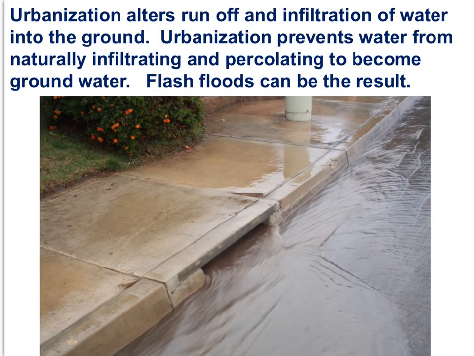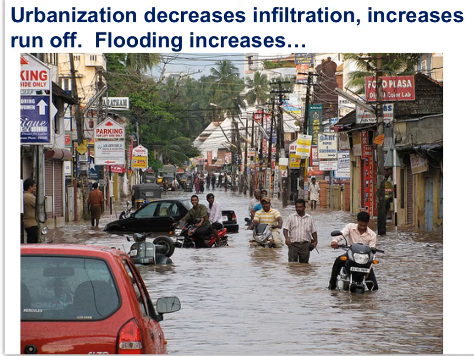Urbanization alters runoff and infiltration of water into the ground. Urbanization prevents water from naturally infiltrating and percolating to become groundwater. Flooding can result. Urbanization decreases infiltration and increases runoff. Urban flooding increases.